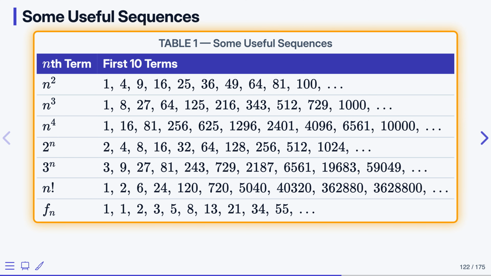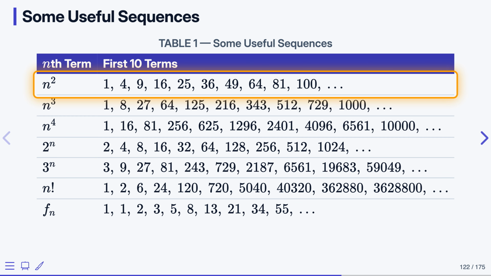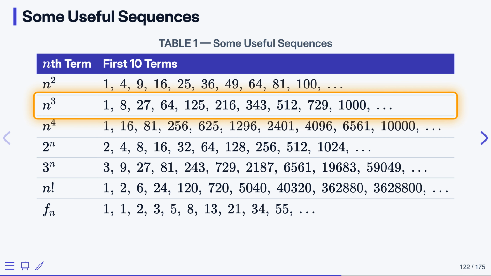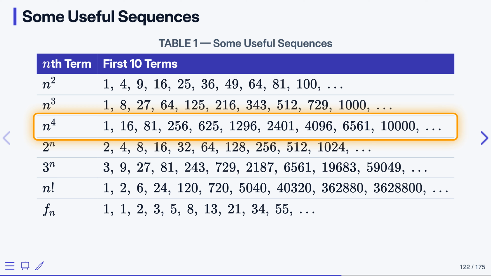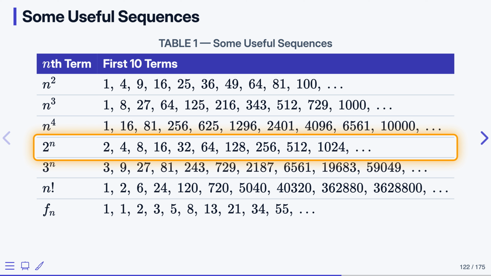This table lists sequences you will meet again and again, so it is worth knowing them by sight. The first row is n squared: 1, 4, 9, 16, and so on, the perfect squares. The second row is n cubed: 1, 8, 27, 64. The third row is n to the fourth power: 1, 16, 81, 256. The fourth row is 2 to the power n: 2, 4, 8, 16, doubling each time.